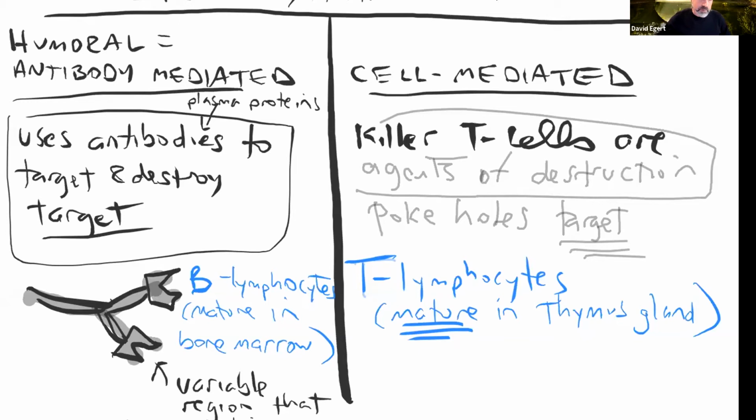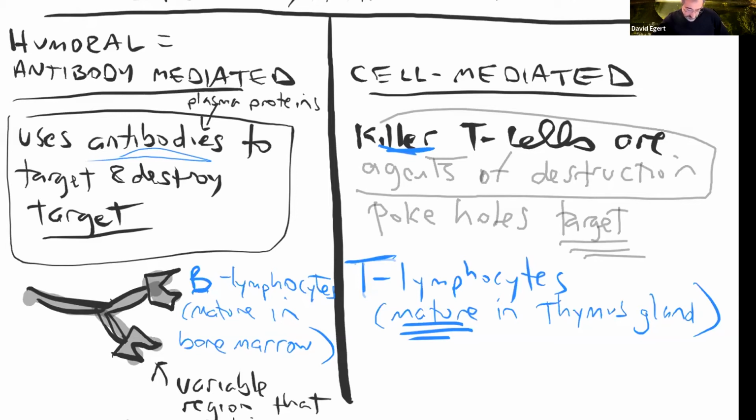What else? Both of them are going to make memory cells. There's going to be memory T cells and memory B cells at the end of everything, because, like I said, that is a characteristic of all adaptive immunity. So we'll see different populations. We'll see B memory cells, T memory cells, but then we'll see the B cells, the plasma cells that make the antibodies. In addition to the killer T cells, there's going to be helper T cells and so on.